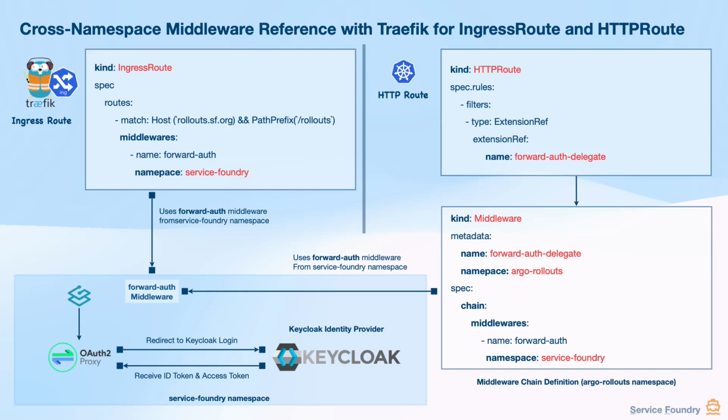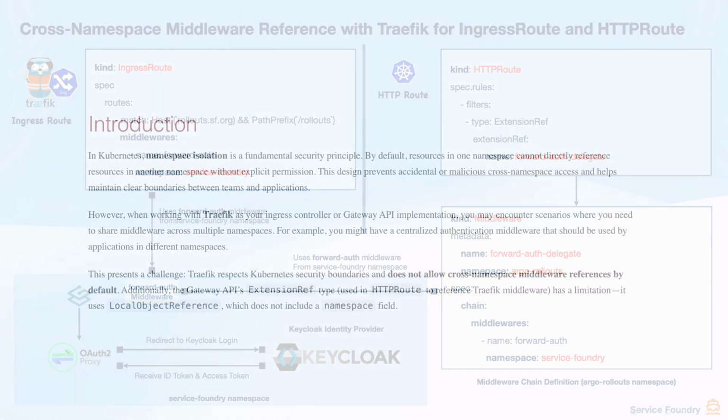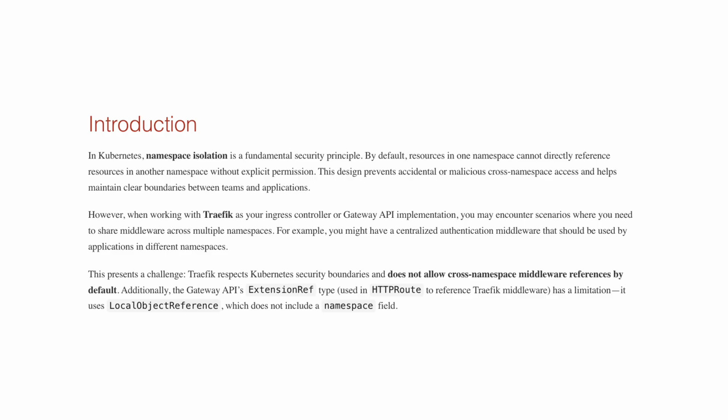Hi everyone. In today's video, we're tackling a common challenge when running Traefik in production, sharing middleware across different Kubernetes namespaces. If you've ever found yourself copy-pasting the same single sign-on configuration into 5 different namespaces, you know exactly how painful that is. For security reasons, Traefik blocks cross-namespace references by default. And if you're using the new Gateway API's HTTPRoute, it's even trickier because the spec doesn't natively support cross-namespace middleware. But don't worry, we're going to fix this.